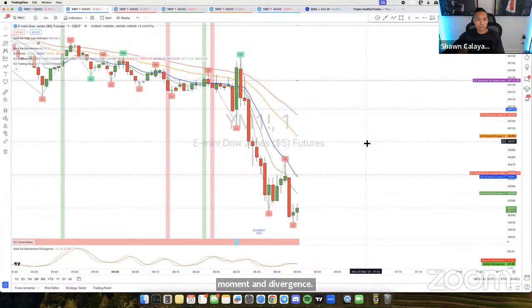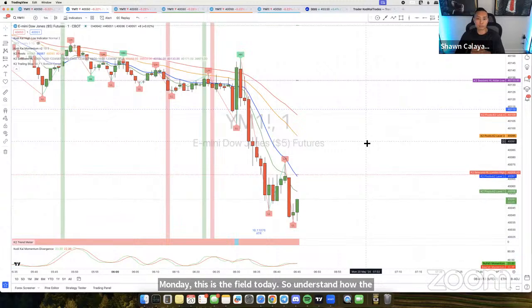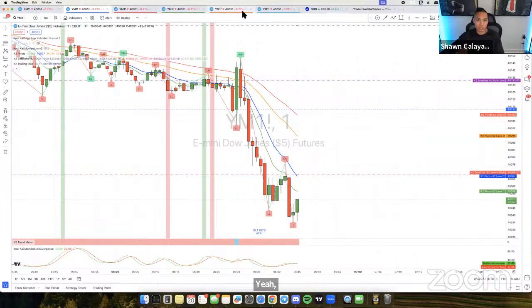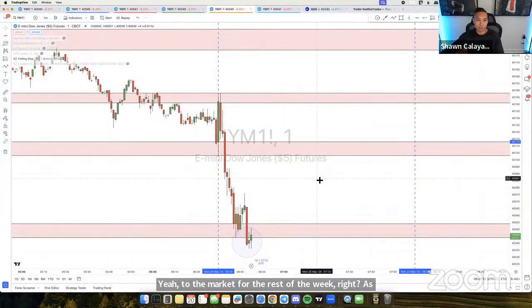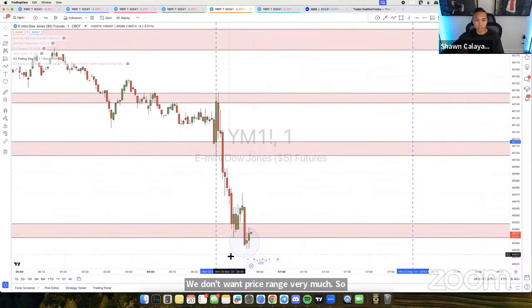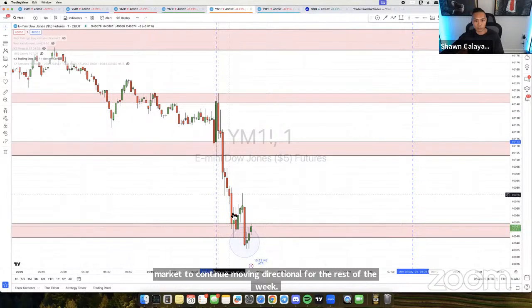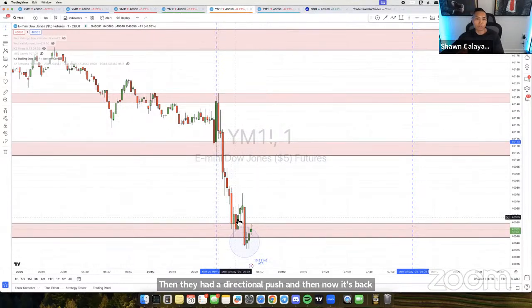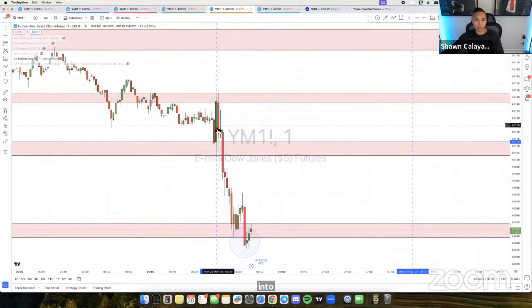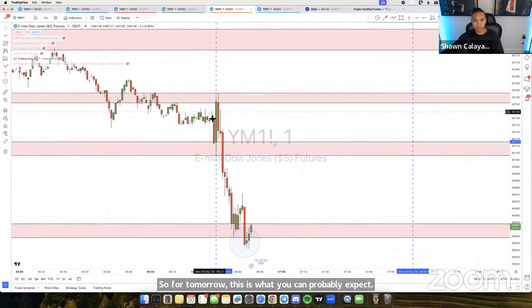But again, guys, just another reminder for today: since today is Monday, this is a feeler day. So understand how the market's moving today so that you understand how to react to the market for the rest of the week. As you can see over here, price isn't really ranging very much, which is a very good sign. We don't want price to range very much. If price continues to move directional, then we'll expect the market to continue moving directional for the rest of the week. You can see over here, price ranged a little bit, then it had a directional push, and now it's back into a range. So for tomorrow, this is what you can probably expect: a possible range on open, look for the directional push to the upside or the downside, look for another consolidation phase, and then we'll see what happens after this.